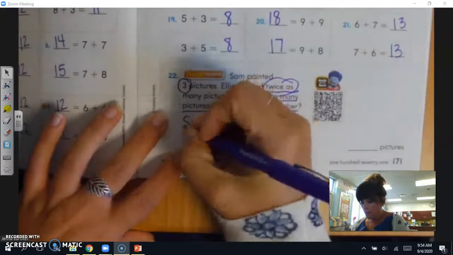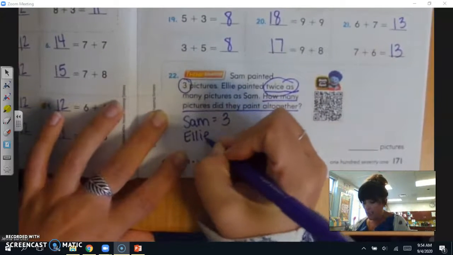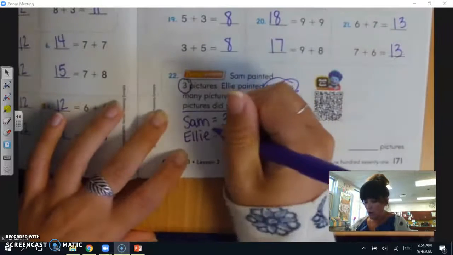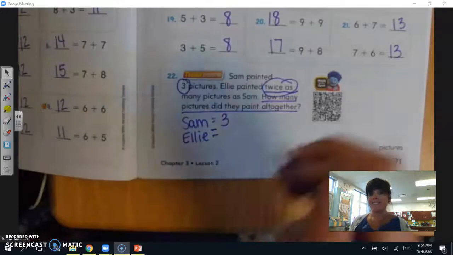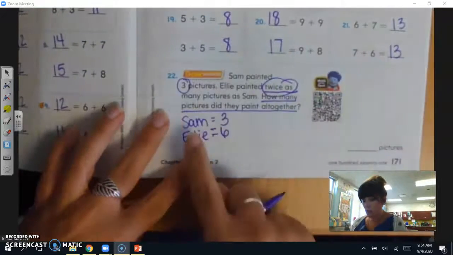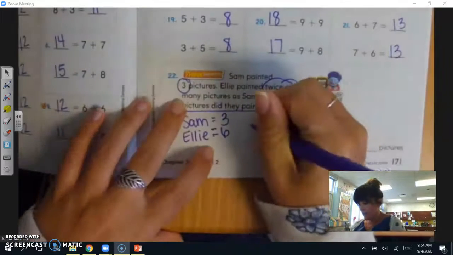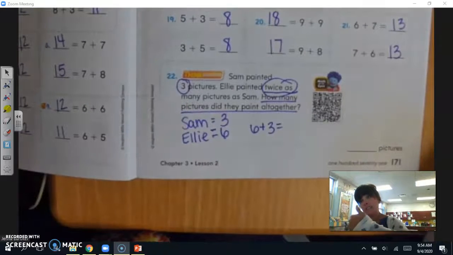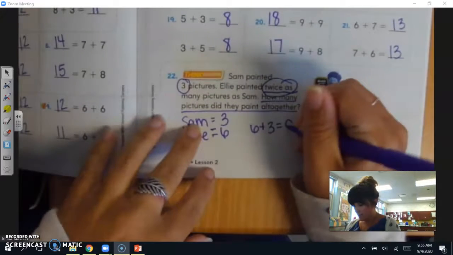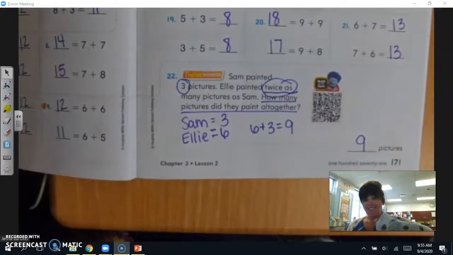So if Sam painted 3, Ellie painted double that. So I have to go 3 plus 3, which equals 6. So Sam painted 3 and Ellie painted 6. How many did they paint all together? 6 plus 3 equals 6, 7, 8, 9. Our answer is 9 pictures. Good? All right, we got one more page to go.